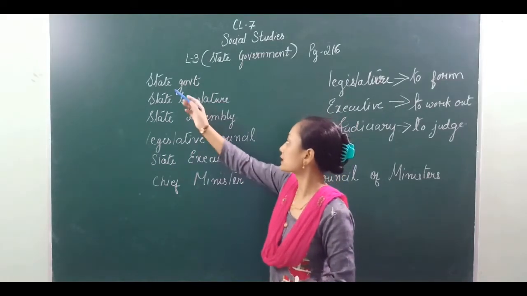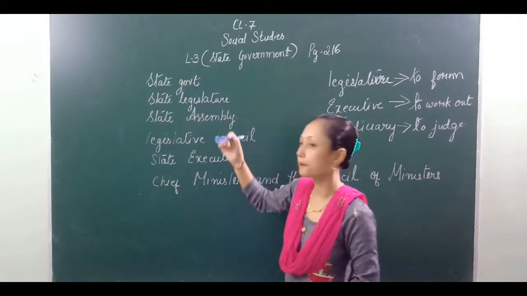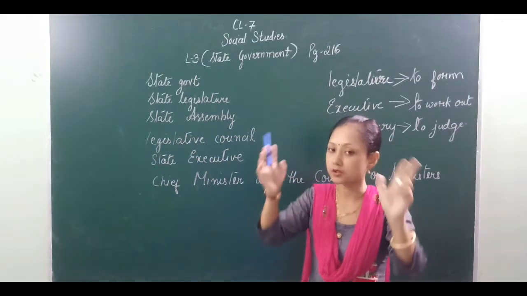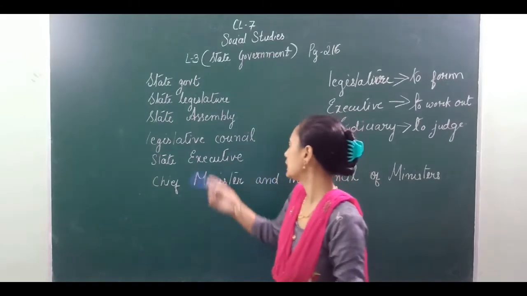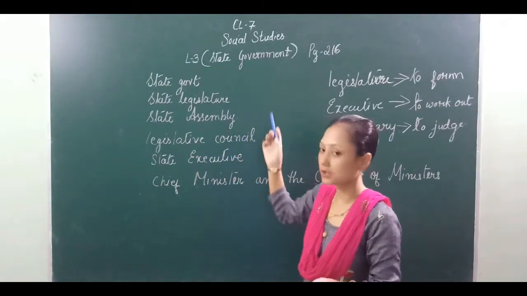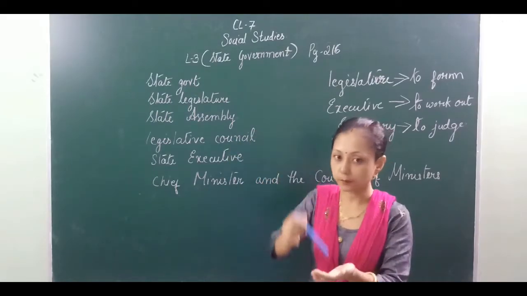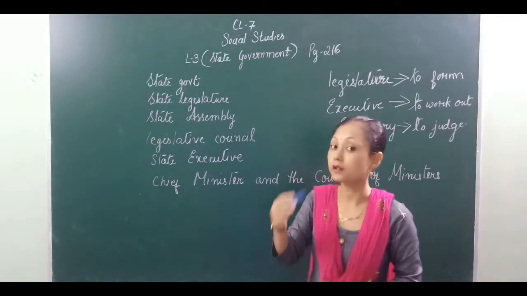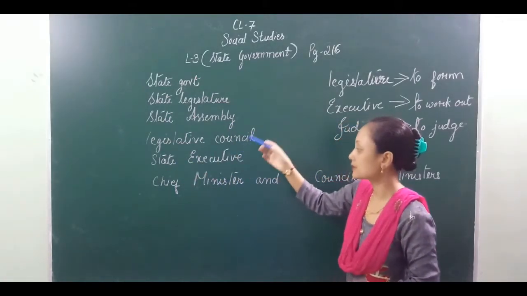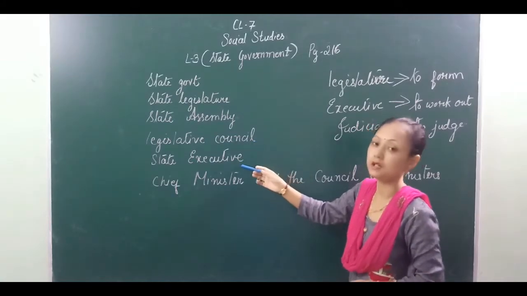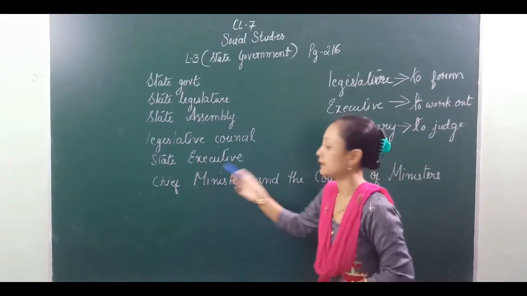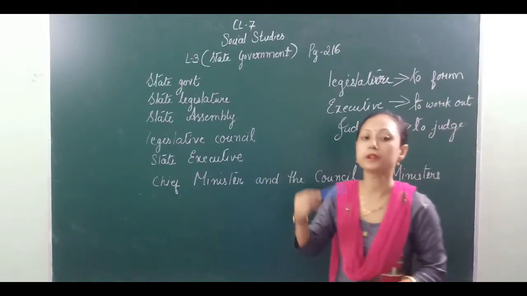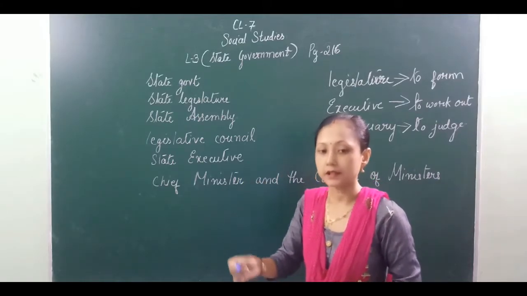First of all, we have the state government, the state legislature, that is the formation one. Another one is the state assembly, means the formation of the council of ministers within the state. Another one is the legislative council, means the council of ministers along with the chief minister and the governor. And the state executive. The same thing, these ministers are also responsible to the state executive. Who are they? They are the chief minister and the council of ministers along with the governor. By this, we find it.